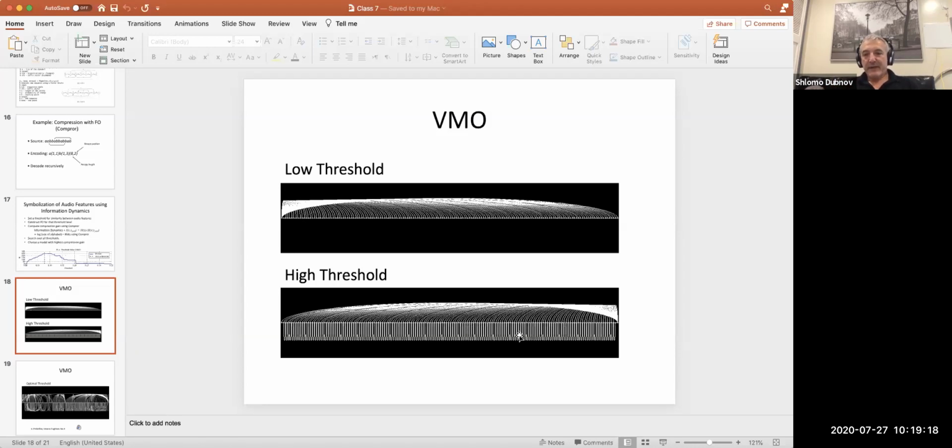The opposite is here. If our threshold is very high, what we have is these repetitions. Every point is the same as the previous one, the same as the previous one. These are the suffix links. If you see this structure, you know that your threshold was high, and what you have in this symbolic sequence is just one letter that keeps repeating itself.